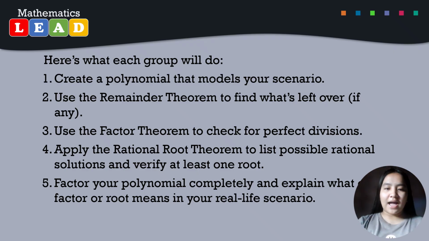Number 3, after that, you will apply the factor theorem. This step allows you to check whether a certain value results in a perfect division. If the remainder is 0, then that value is a factor of your polynomial. You must explain what a perfect division represents in real life. Then your group will use the rational root theorem. From this theorem, you will list all the possible rational roots of your polynomial, choose at least one possible root, and verify it by substitution.